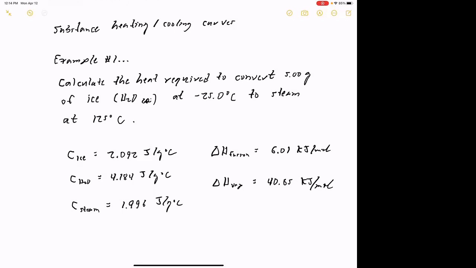Then I have to put a little more energy in to get the water to boil, or convert to the vapor. And once I've got the water vapor, or the steam, I have to take it up to 125 degrees Celsius. So you can see there's a whole bunch of steps that have to happen here.